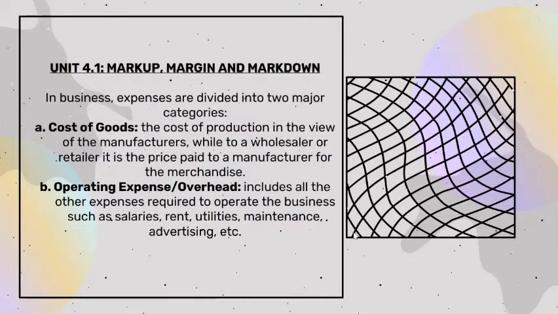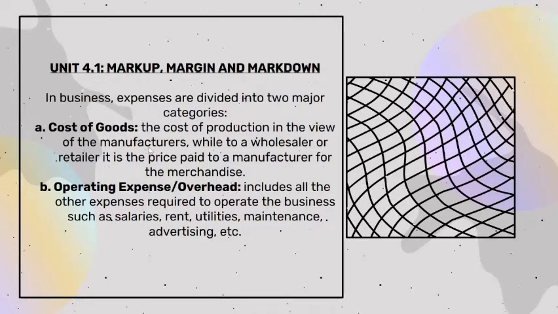Settling on an appropriate selling price for a company's goods is a very important function in business. The price must be attractive and acceptable to potential customers and enough to cover expenses and provide the company with a reasonable profit. So in business, expenses are divided into two major categories. We have the cost of goods and operating expense, or what they call overhead expenses.